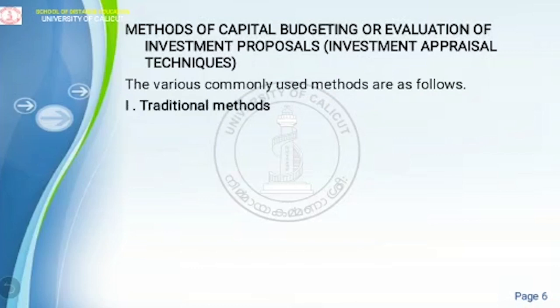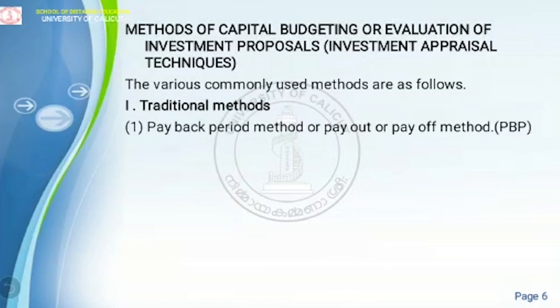It can be classified as traditional methods and modern methods. The major traditional methods include the payback period method, or payout or payoff method. So the payback method is the first one. This is simple to calculate. The major criticism is that it doesn't consider the present value of the future inflow.